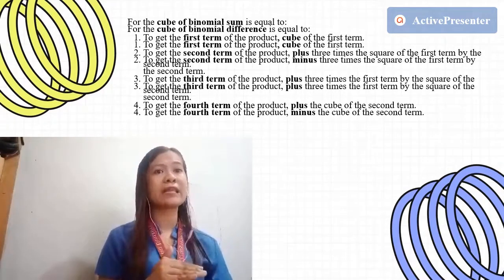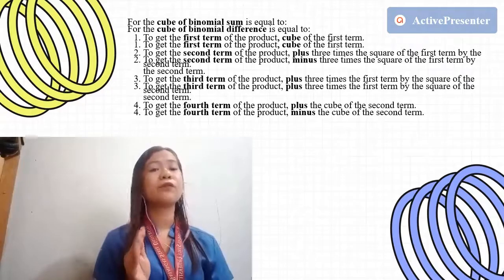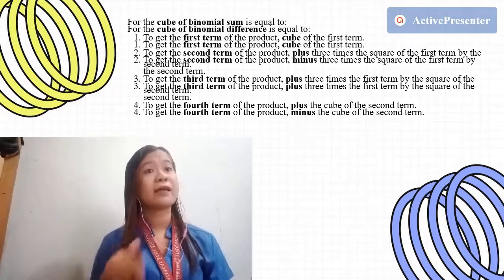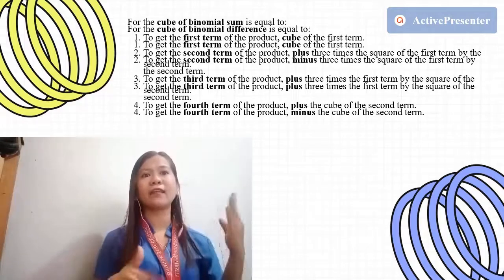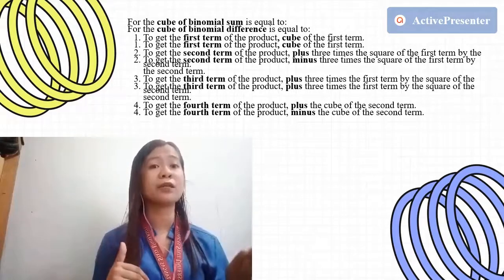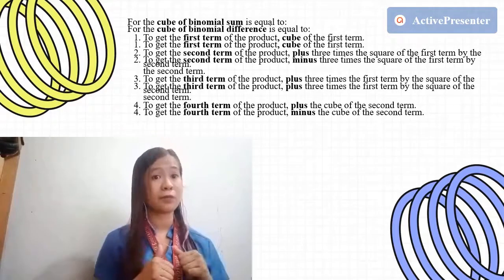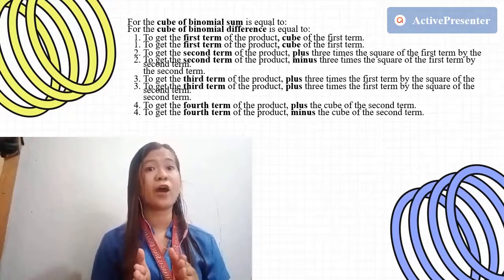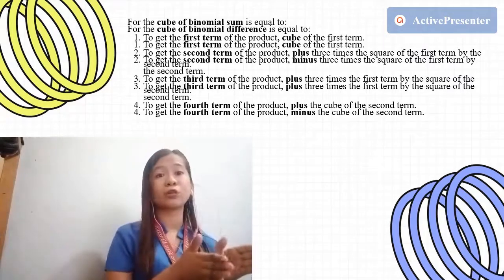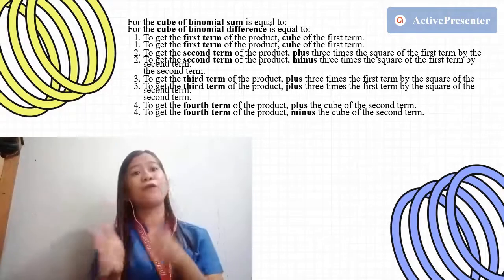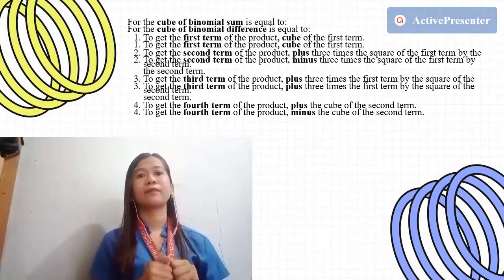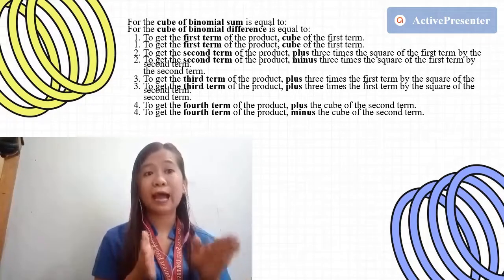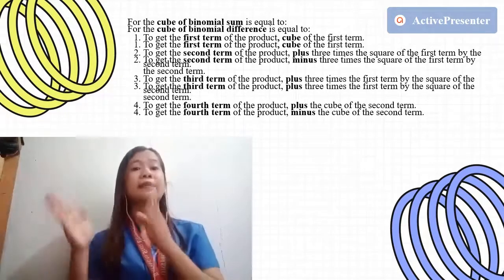So here in the third step, we're going to find the square root of the second term times the first term times 3. Okay? Did you get the difference of the second step that we have and the third term? For the second step, first, get the square root of the first term times the second term times 3. For the third step, get the square root of the second term times the first term times 3.